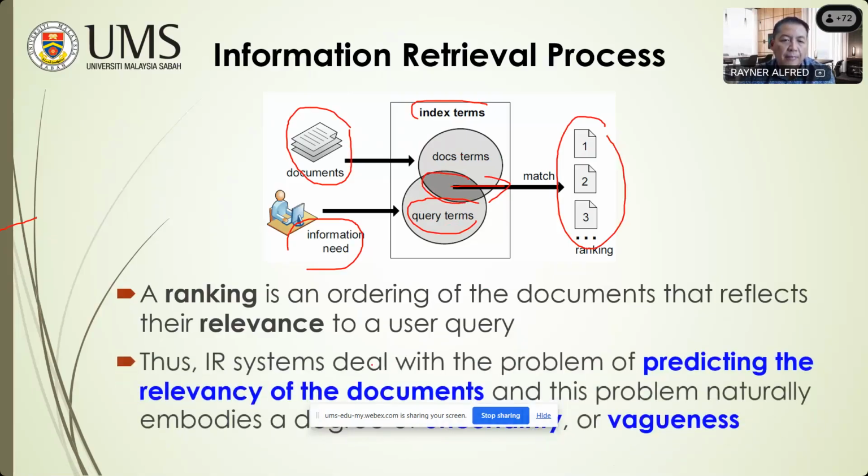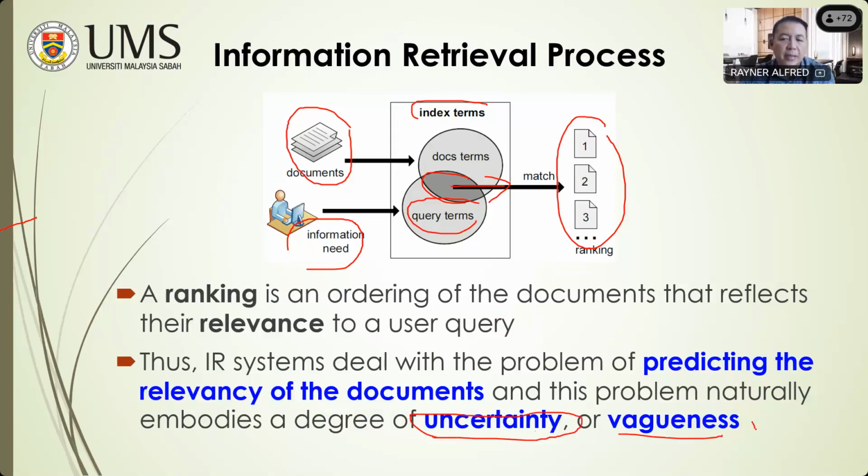Okay, so the main concept of the IR problem is that we are dealing with the problem of predicting the relevancy of the document, and this problem naturally embodies a degree of uncertainty and vagueness. So uncertainty means there is no exact matching. It depends on what keyword you type in, or the order of words you key in, or the context of how the word is being used for searching a document.